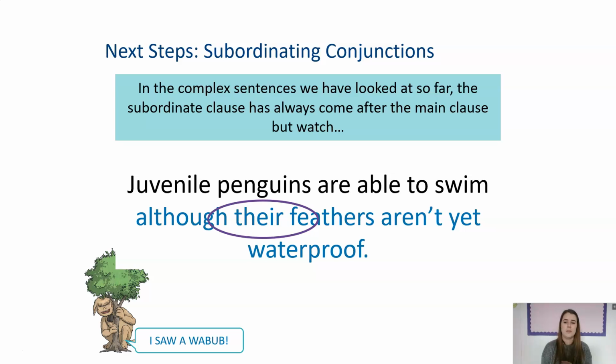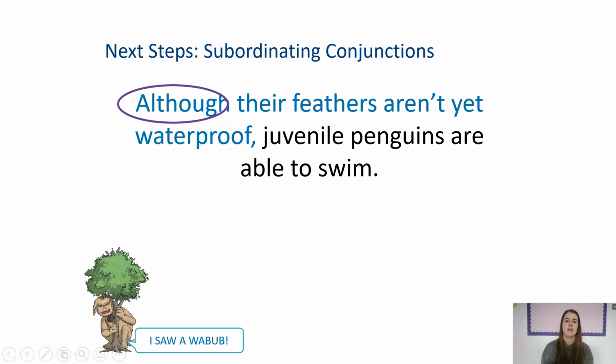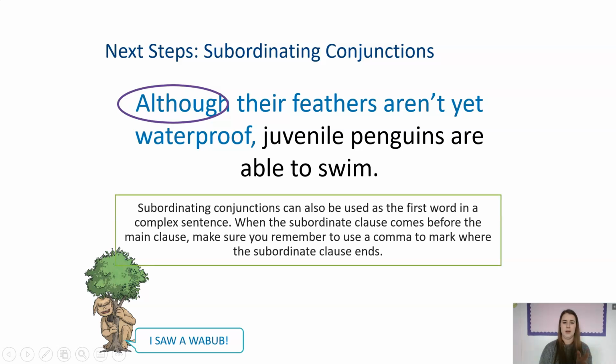Still didn't work. Juvenile penguins are able to swim, although their feathers aren't yet waterproof. Let's switch it round. Although, now it works. Although their feathers aren't yet waterproof, juvenile penguins are able to swim. Now you'll see here that this time around we've had to use our comma, because that's part of the subordinate clause, and this is the main clause that we've added on. So what we need to think about here is that the first word in the complex sentence this time around is the subordinating conjunction. Now, when it comes first, like we've said, we have to have that comma there to mark the end of where that subordinate clause is.